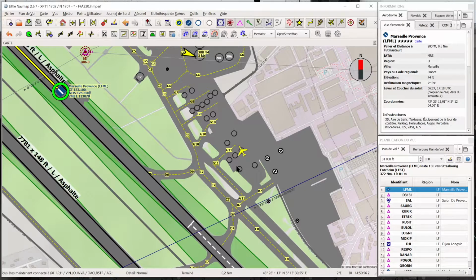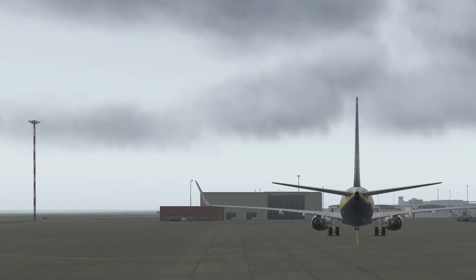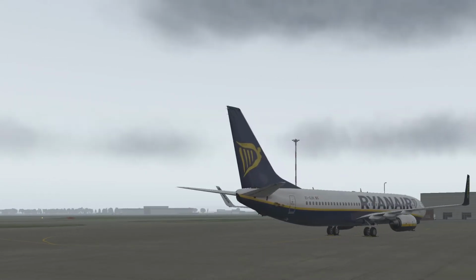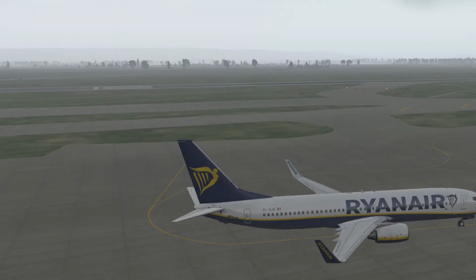On the left side, can we go in between? Oh, in fact, there is no pushback required. We can go straight on the left side. Good. Good. So we are ready for starting the engines.